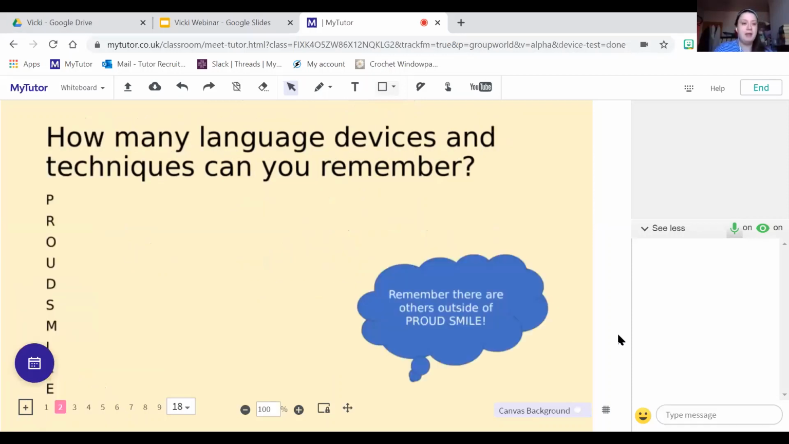Okay, so first off is our little starter activity. How many language devices can you remember? You did a really cracking job of this yesterday. Let's see if we can get them all really quickly.